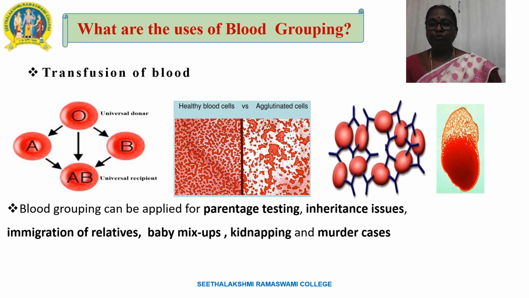So, who can give you blood? Type O is called the universal donor. They can donate blood to any blood type because there is no antigen present on the RBC. Whereas type AB is called the universal recipient, and can receive blood from any blood type because there is no antibody in their blood. Next use is that blood grouping can be applied for parentage testing, inheritance issues, immigration of relatives, baby mix-ups, kidnapping and murder cases.